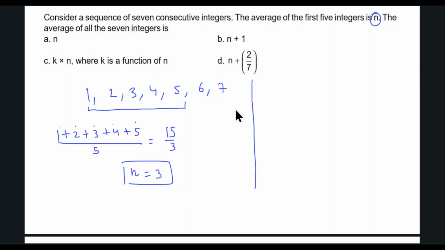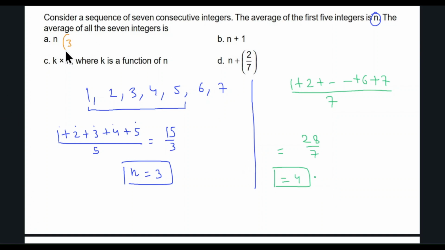Now, what is the average of all the 7 integers? So again, I will do 1 plus 2 plus all the way till 7, and then divide it by 7. So that will be equal to 28 divided by 7, which is 4. And what is 4 actually? Just plug in n as 3 in all the options now and see which one is giving us 4. So this is just giving me 3.